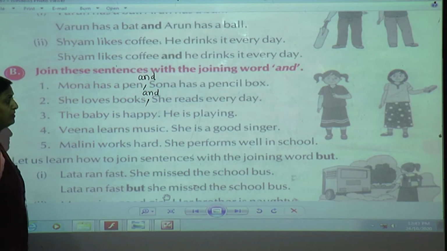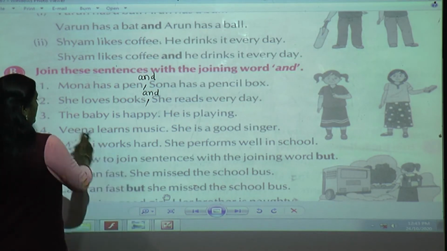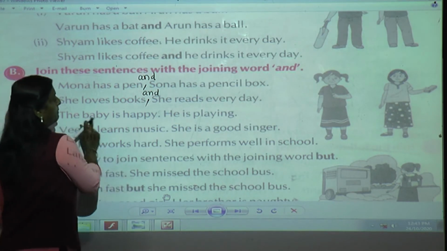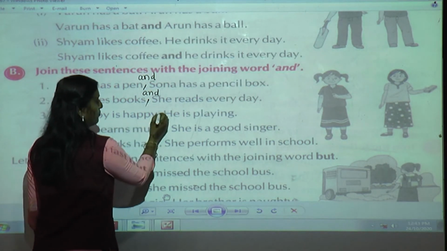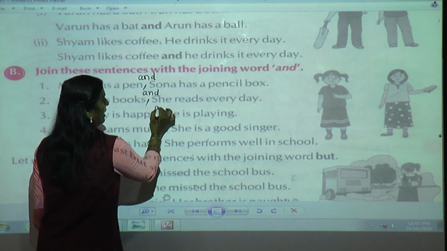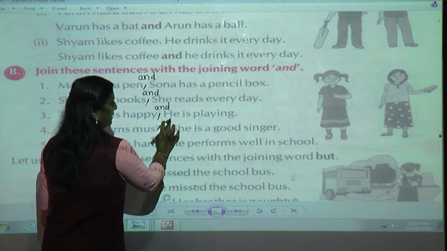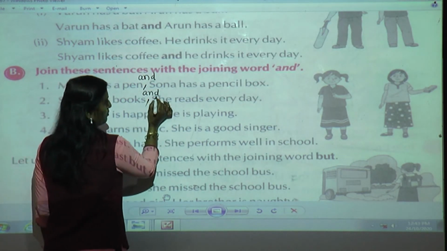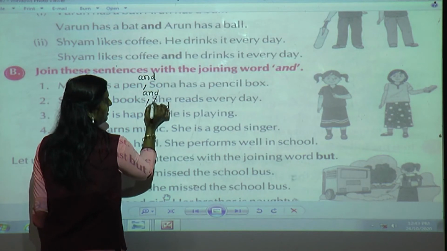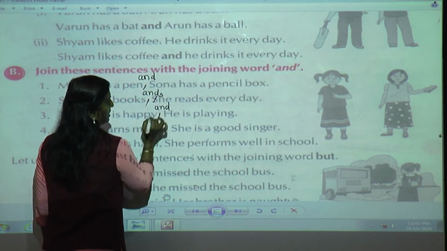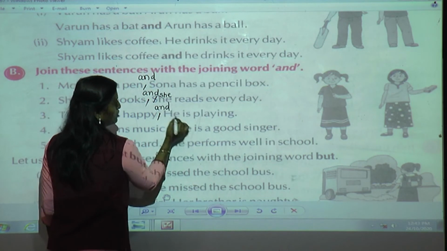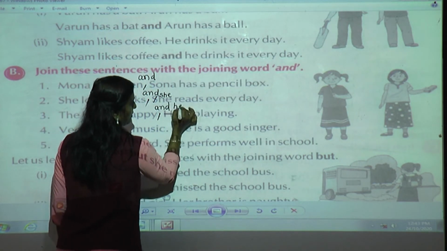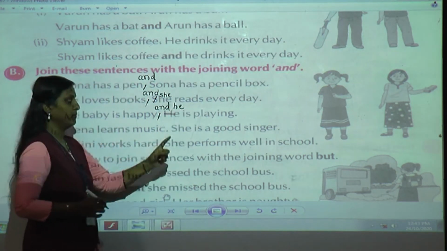You will do or I will do for you? Third, I will do it for you. The baby is happy, full stop. I will remove and he. Now when I am writing this he, here also see what I am going to do, this S will become small, she. Here also he, I am going to write like this, small he, full stop.